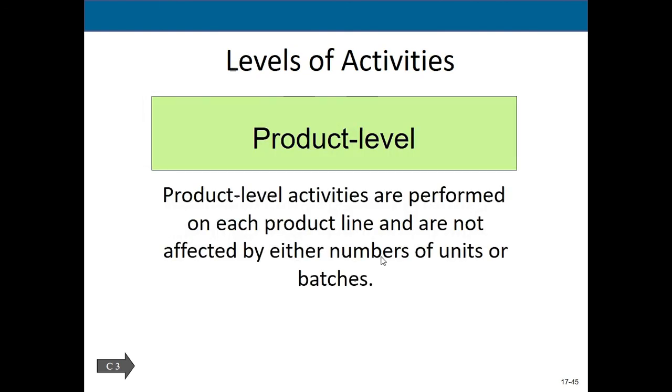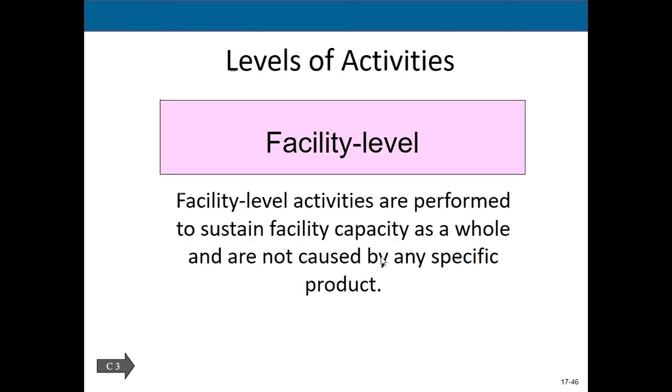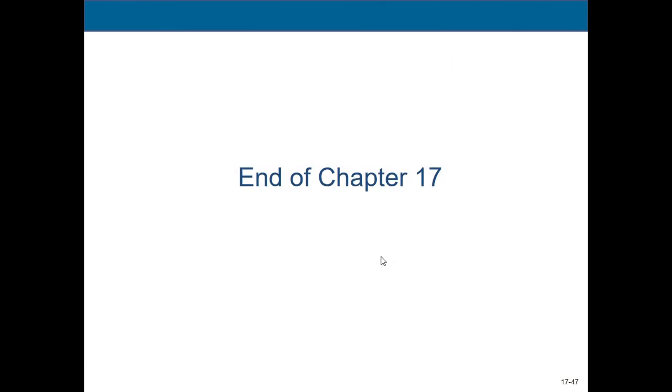Product level activities are those that are performed on each product line and are not affected by numbers of units or batches. This would be the design engineering, this would be the cost of the plans, right? That would be product level. An engineer is going to give me a plan for standard go-karts, and I'm going to build many standard go-karts. So it's really a product level activity. And then there's a facility level activity that really is going to look at sustaining facility capacity, maybe the heating and lighting and the gas, things like that. So it's really not caused by any specific product. And that is the end of chapter 17.